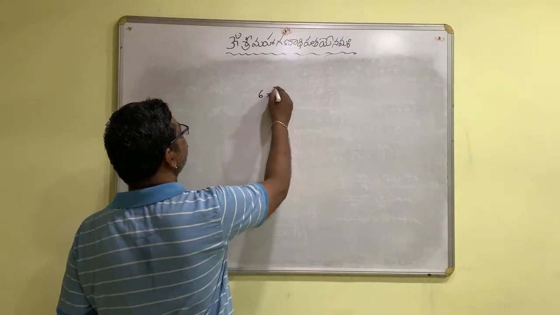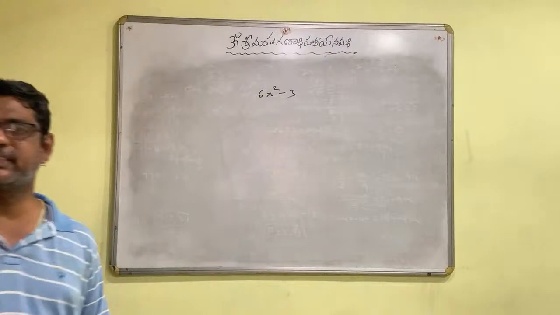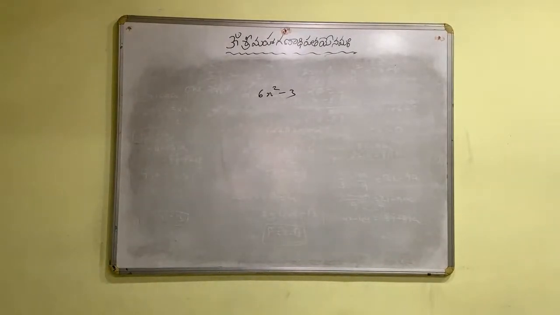Find the zeros of 6x square minus 3. What are the zeros of 6x square minus 3?